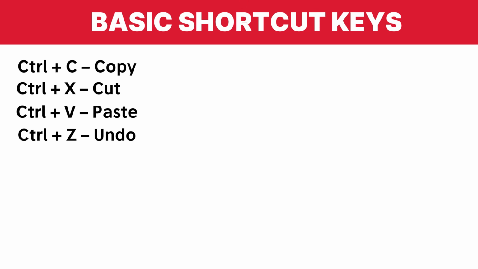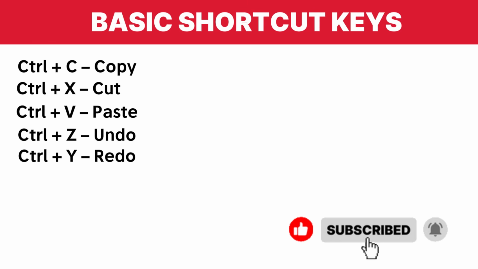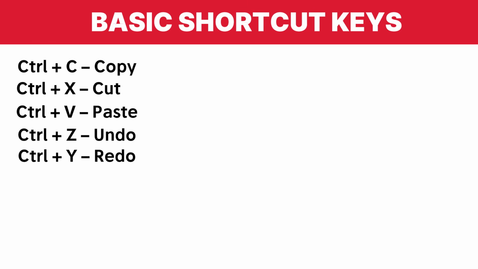Ctrl Z. Undo. Made a mistake? Press Ctrl Z to undo your last action. Ctrl Y. Redo. If you want to reverse an undo action, use Ctrl Y. It is commonly used for redoing an action. Ctrl A. Select all. Press Ctrl A to select all available text, files, or items in the current area.